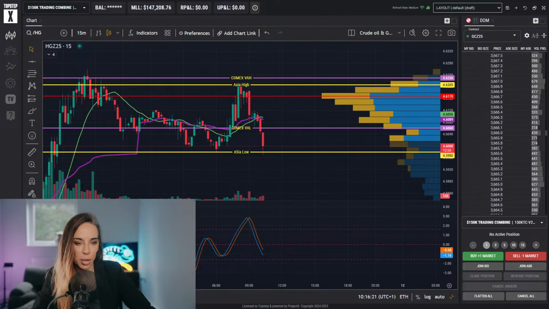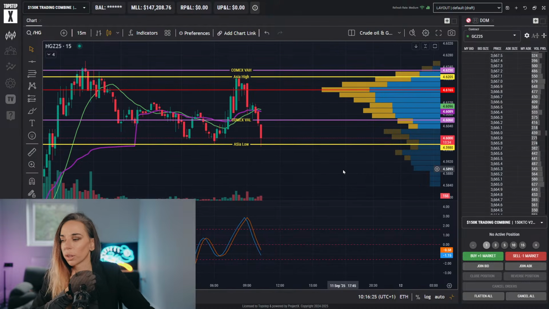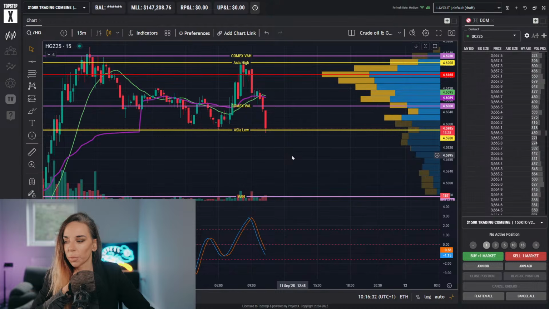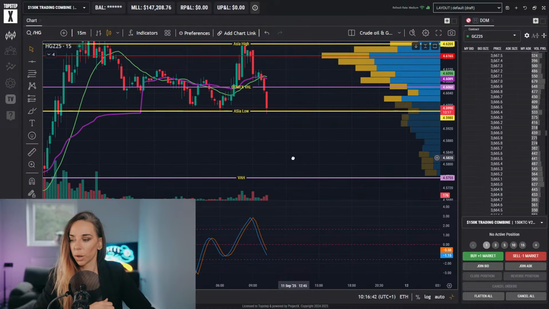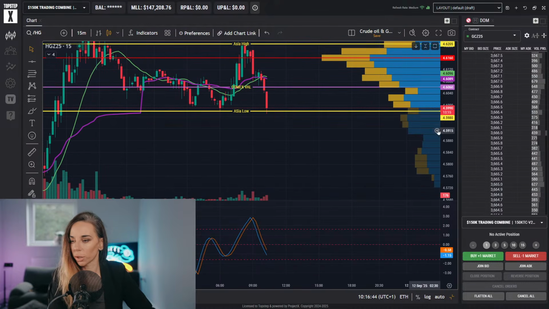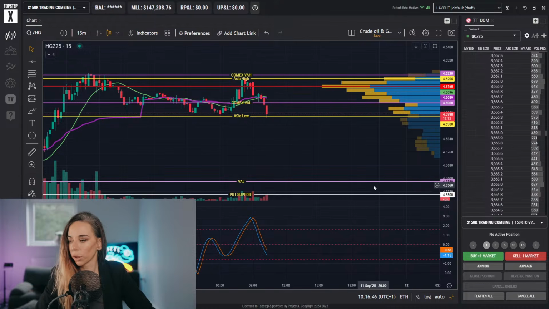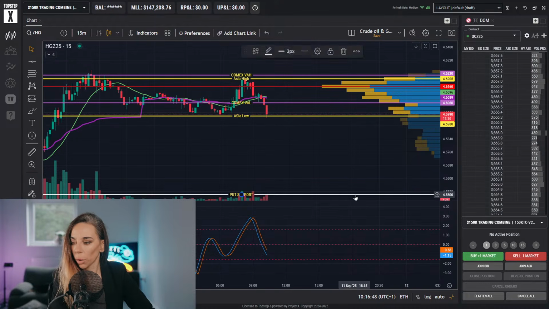Yeah, with the CPI looming, oh, we have Asia low here, okay. With the CPI looming, we may get a bit of an unwinding move. But let's see what they want to do here on copper from the Asia low area. This is the old value high. I need to delete that so it doesn't confuse me. Where are the options levels?